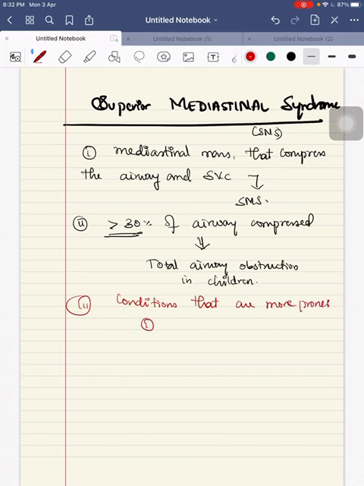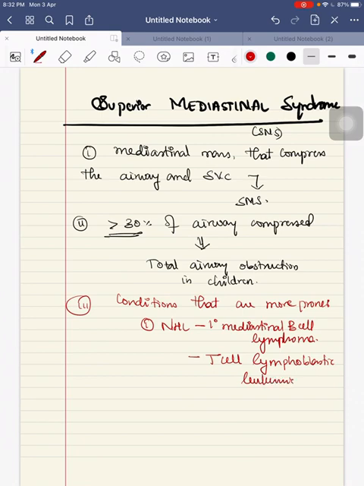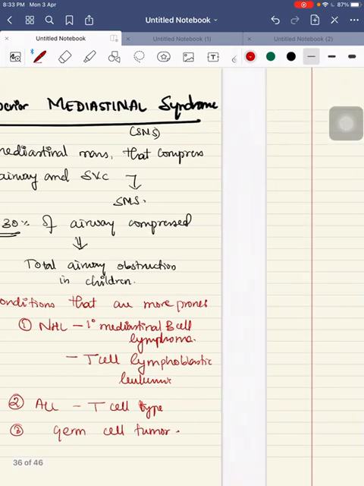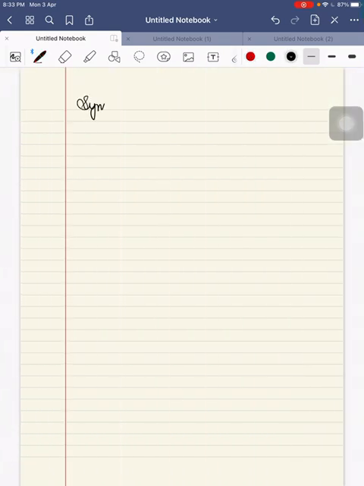So the conditions or leukemias that are more prone to superior mediastinal syndrome are non-Hodgkin lymphoma, primary mediastinal B cell lymphoma. Again, it can be T cell lymphoblastic leukemia, and it can be ALL, the T cell type. Third, it can be germ cell tumor.